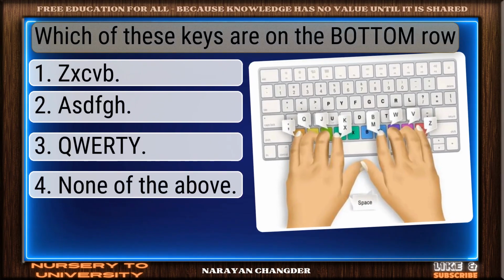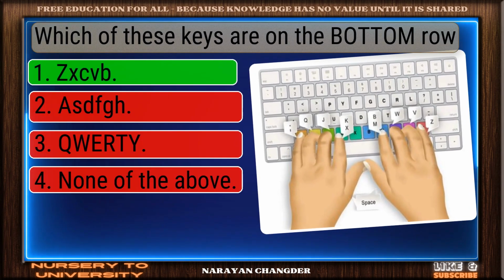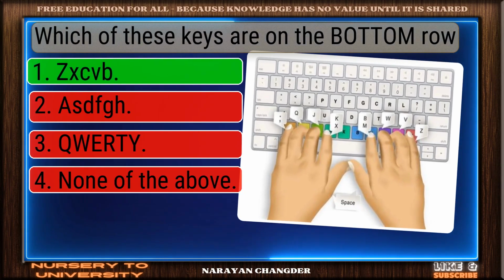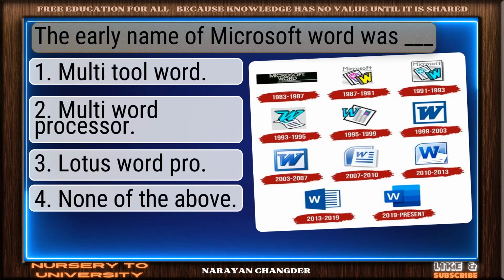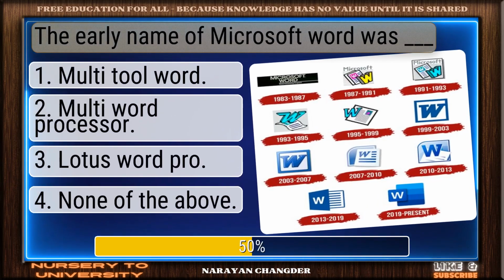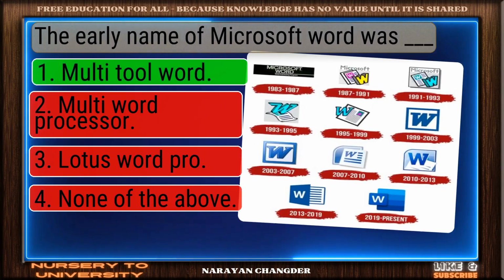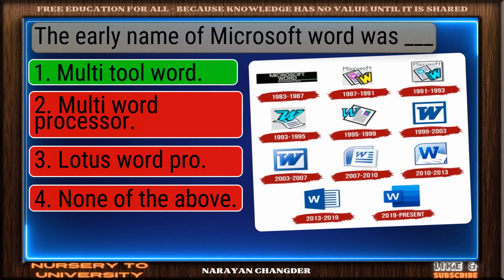Which of these keys are on the bottom row? Nice work. You chose XCVB and it is correct. The early name of Microsoft Word was Dash. Great thinking. Multi-Tool Word is the right choice.